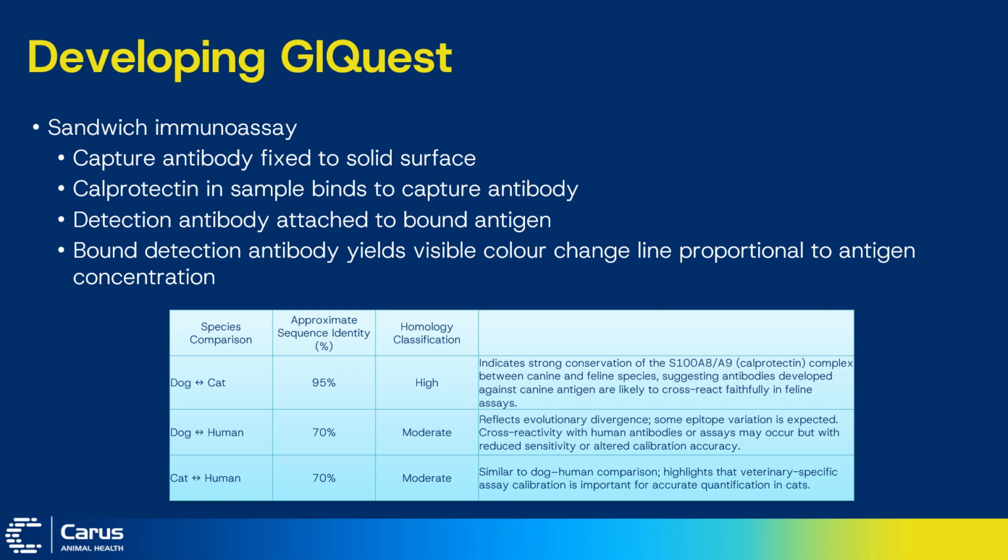so the calprotectin. You can see here that, interestingly, in species comparisons, dogs and cats have much higher sequence similarity than either species do with humans. So dogs and cats are around 95%, but both of those species with humans only have about a 70% similarity. And that's why our test can be used in both dogs and cats, despite it only being the canine calprotectin antigen, but why we can't use human tests in either of these species.